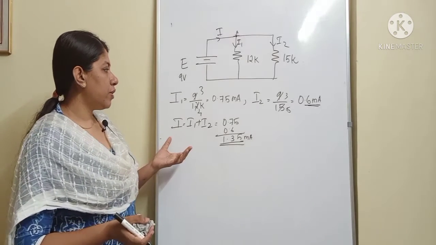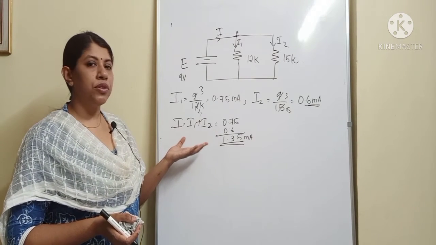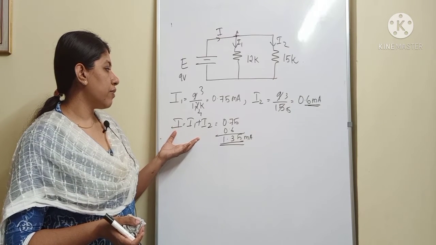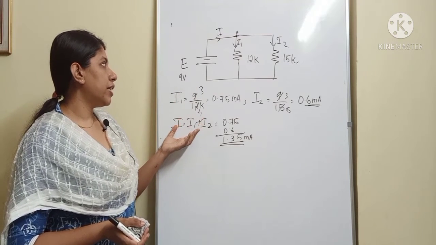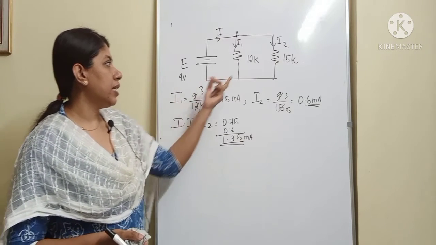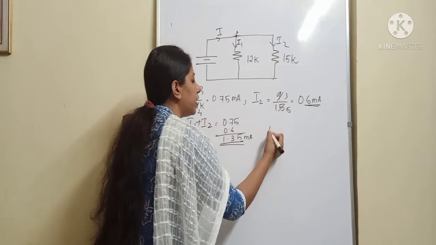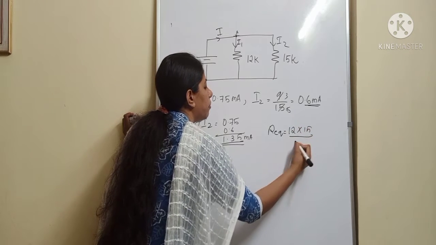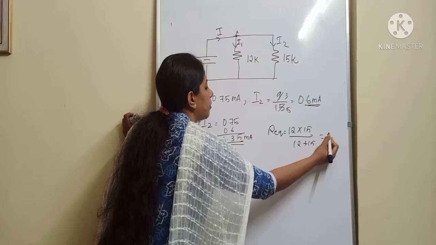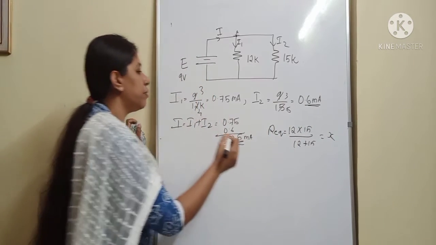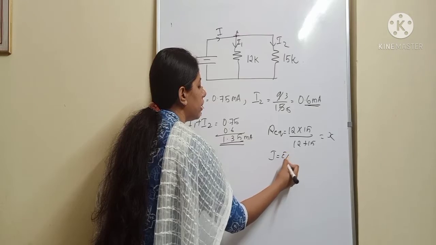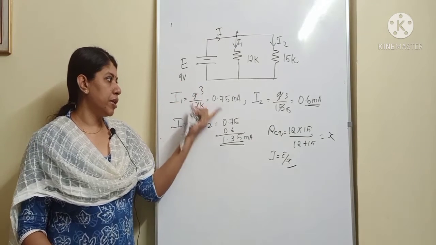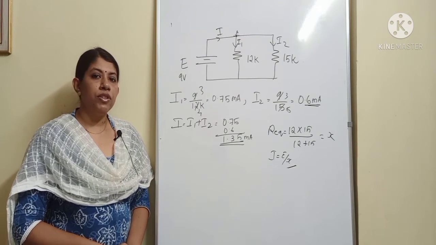There is another way also. For solving a particular network, there will be many ways. This is one of the methods; in other words, you can find the value of the total current directly by finding R equivalent. R equivalent is given by 12 into 15 divided by 12 plus 15, and you will get a particular value, say x, and I will be given as E by x. But for finding the branch current, you have to use this particular method only. This is how you will solve a given problem.